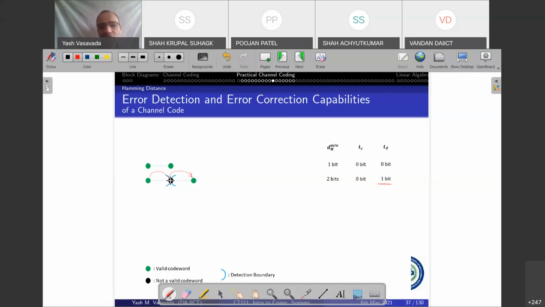And so now, if the receiver sees this particular word, it is confused. It doesn't know whether to go here or here because both are equidistant. And so it will not be able to even correct this particular case. TC is 0 bits.